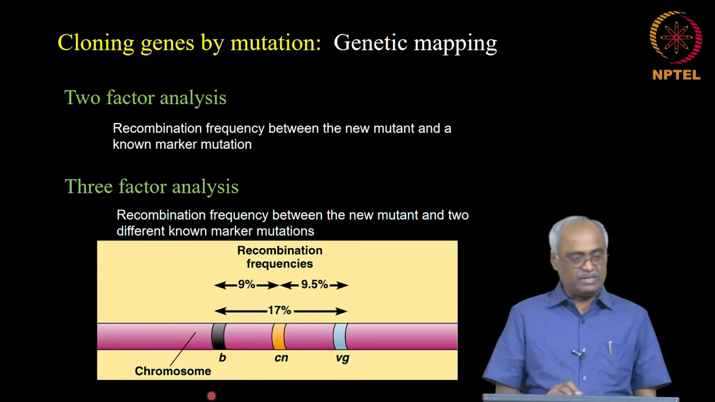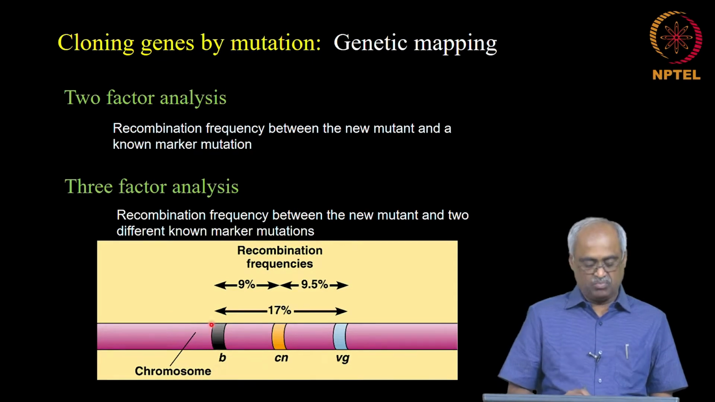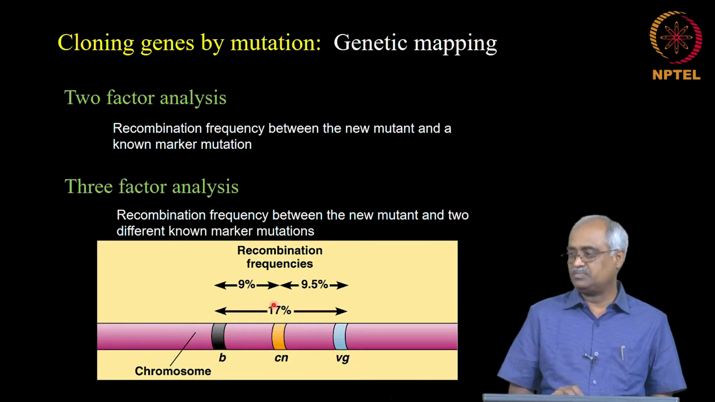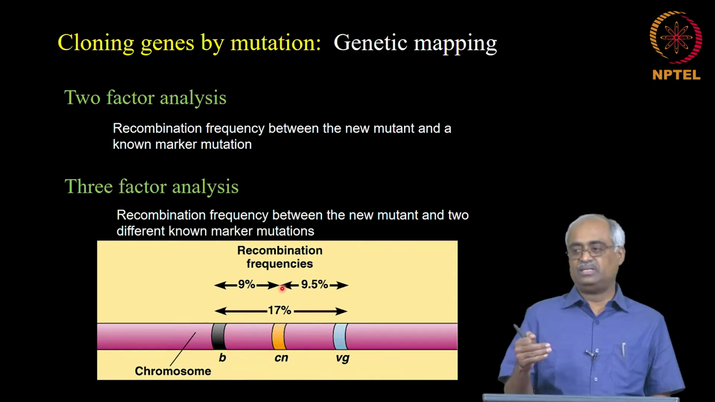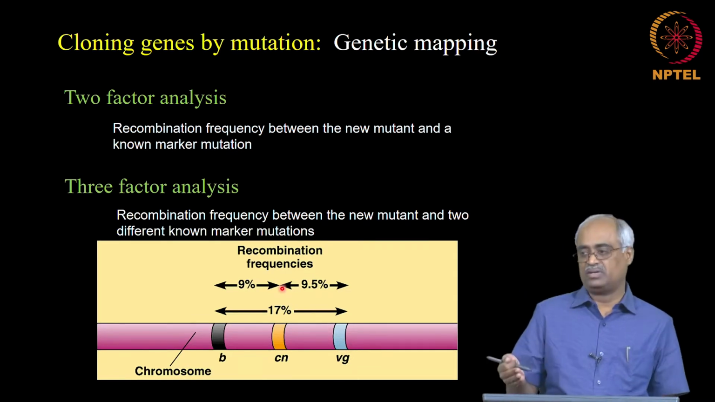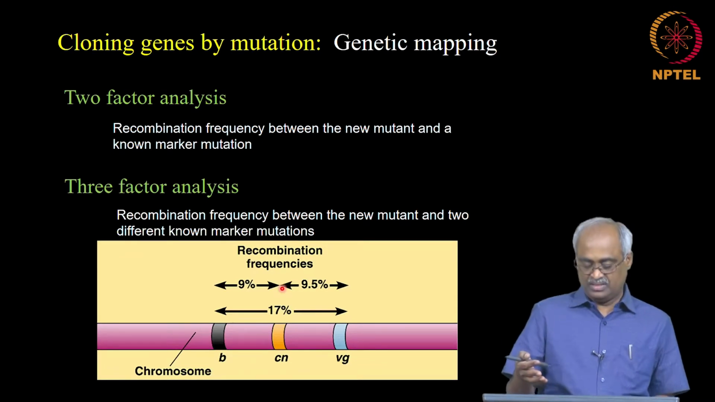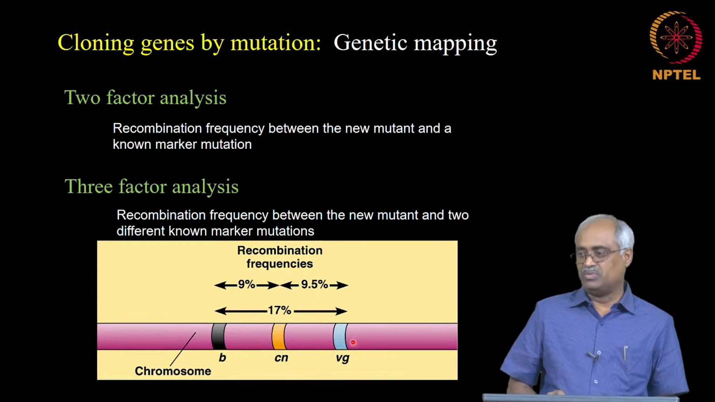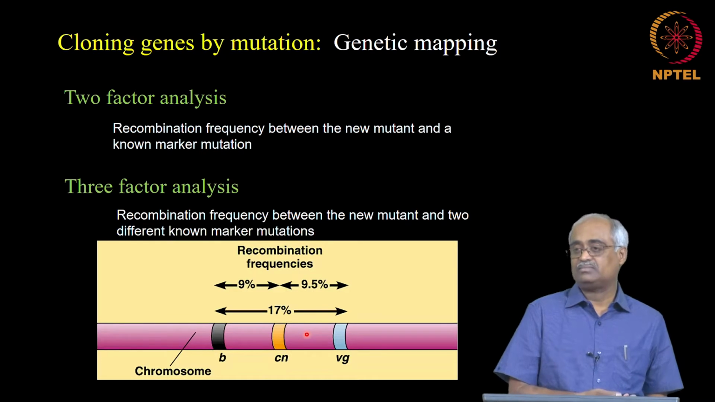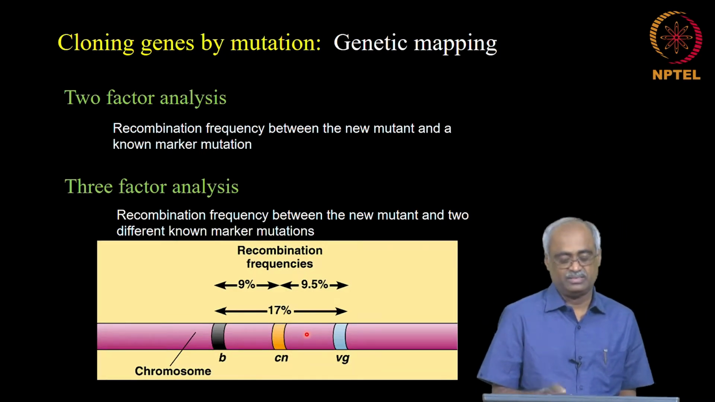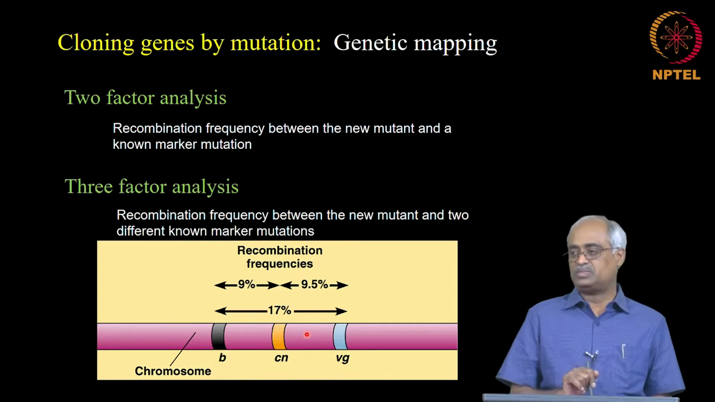Now, here I am using Morgan's example itself, like we are taking black and we determined the recombination frequency of black and vestigial is 17%. Now, this 17% can be either on the right side of black, okay, and each percentage is considered as 1 centimorgan, okay, in memory of Morgan. So, 17 centimorgans to the right of black or it could be to the left of black, right.